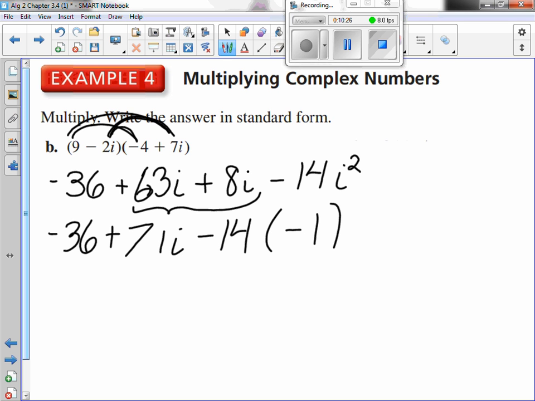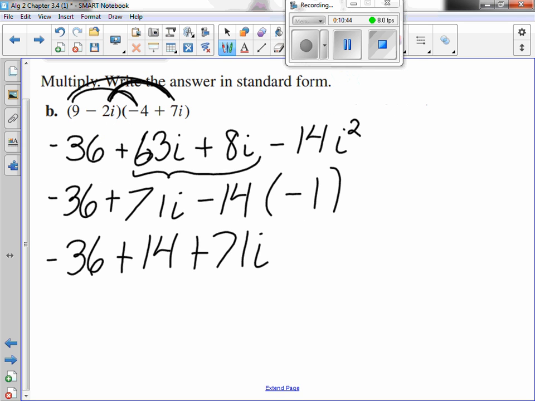Any questions on any of this here? Well, negative 14 times negative 1, a negative and negative would make a positive. So really I have negative 36 plus 14 plus 71i, yes? I do now have like terms with that. Negative 36 plus 14 would give us negative 22 plus 71i.